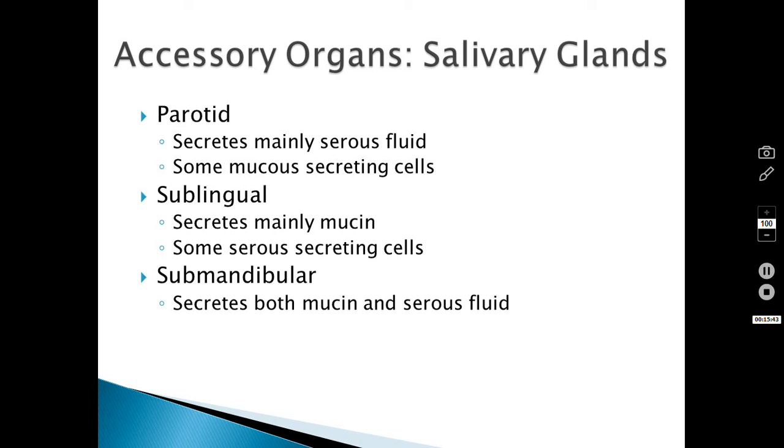The sublingual gland secretes mainly mucin, although again, there are some serous secreting cells. Since it secretes mainly mucin, it tends to have much more of a light color when we stain it because it's secreting mostly mucin, which is lipid-based, which tends to stain light. And then our submandibular gland is our pretty evenly mixed gland that secretes both mucin and serous fluid, and so it will have a fairly good mix of both darkly staining serous cells and lightly staining mucin cells.